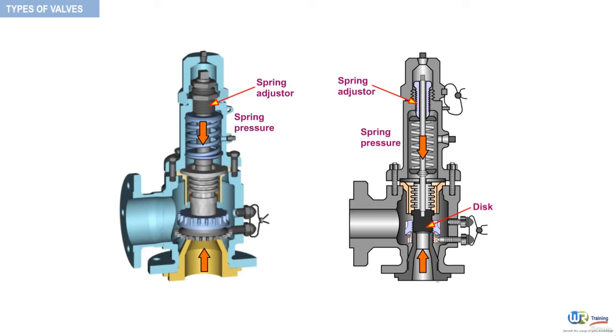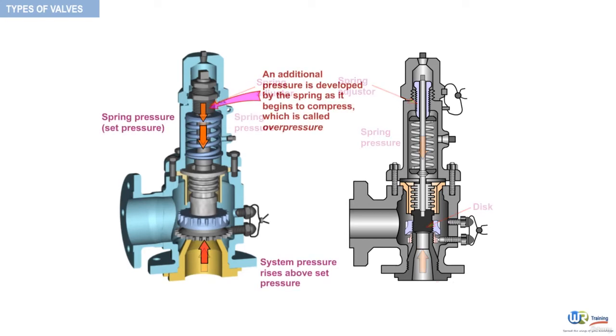When the inlet static pressure rises above the set pressure, the disc begins to lift off its seat and fluid begins to escape. But as the spring begins to compress, it exerts a greater force. This additional pressure, which has to be overcome to achieve discharge at the valve's rated capacity, is called overpressure. Recall, we have seen this in the previous video. Overpressure is thus higher than the set pressure.